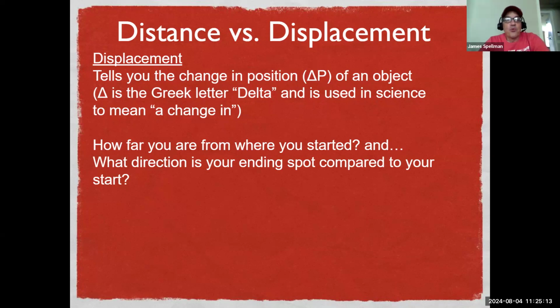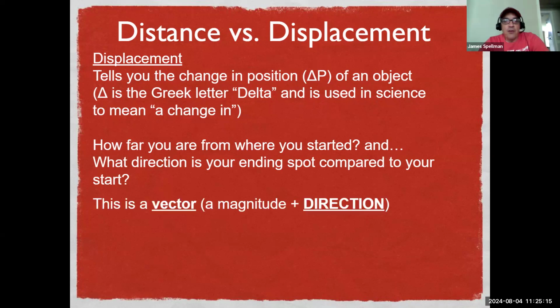So distance, the path mattered. And with displacement, the path doesn't really matter. And unlike distance, which was a scalar measurement, displacement is a vector measurement. And a vector is a scalar, but it includes direction. So again, it's similar. Vector and scalar are two words that go together.